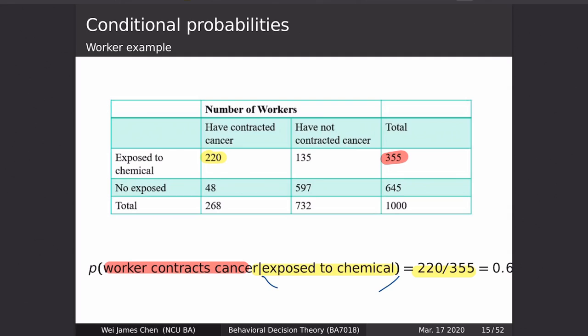That gives you around 0.6, okay? Is it exactly 0.6? Let me double check. So not really. So this is equal to 0.6197. Okay, so it's actually around 0.62.